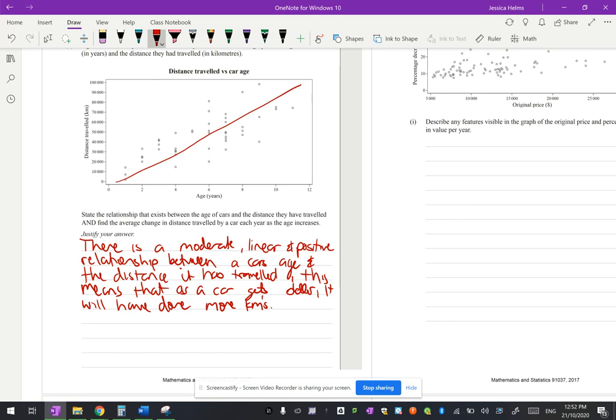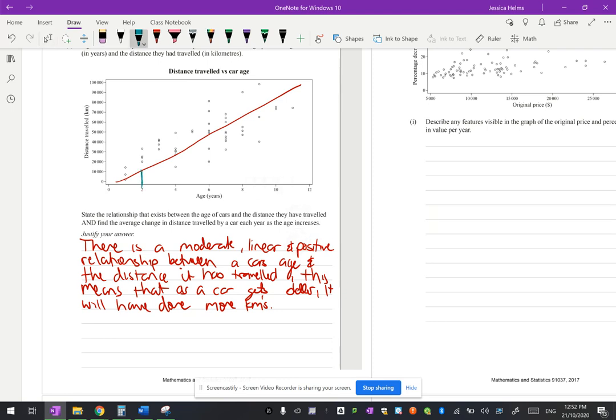Okay, the second part says find the average change in distance traveled by the car each year as the age increases. So for this one, what we're looking at is, for every year for a car, how many kilometers are we adding onto its odometer each year? This can be found by using the line of best fit and finding the gradient of that line of best fit. So finding the gradient of that trend line.